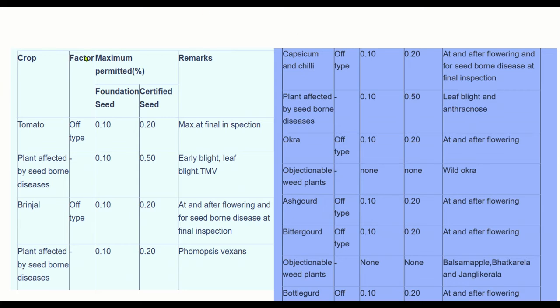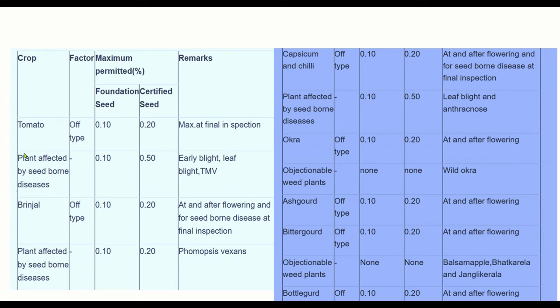Coming to the specific requirements, for the different crop plants we have factors which are off type. For tomato, which is a self-pollinated crop plant, the maximum permitted off type is 0.1% for foundation seed and 0.2% for certified seeds. So the maximum allowable level has to be cut down to 0.1% and 0.2%. The seed certifying agencies will visit the seed production unit at regular intervals and inspect the off type and all kinds of field activities. The inspection of off type is usually done at the final stage, that is, the maturity stage of the crop plants.